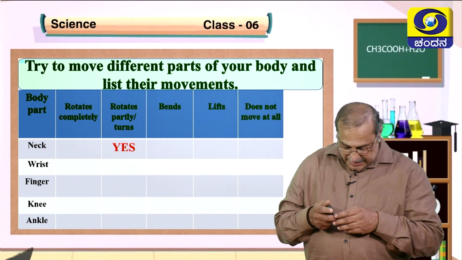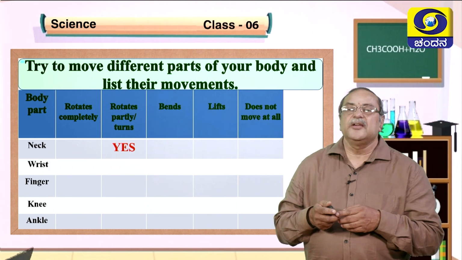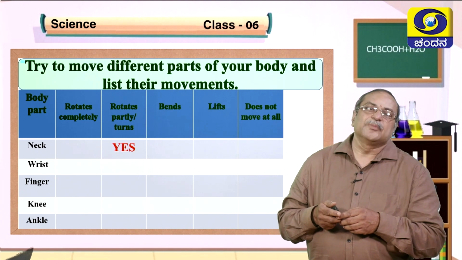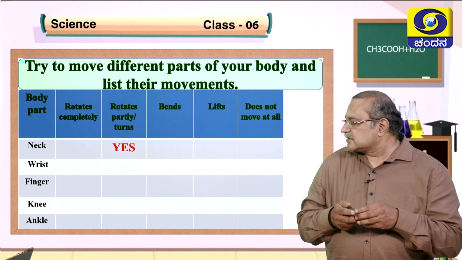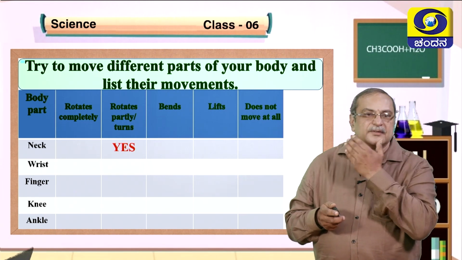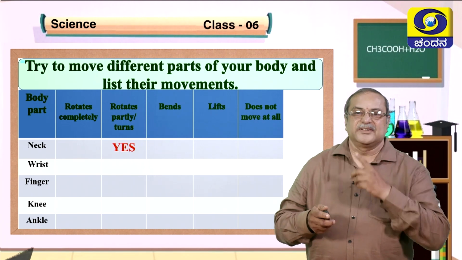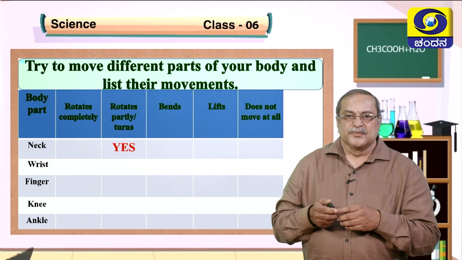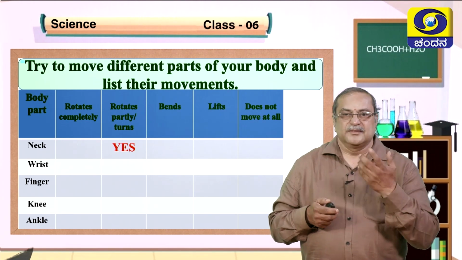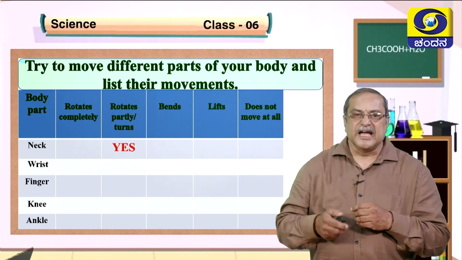And you can bend. So where is bend in the column? You have to write bend. Yes, lift. In that column you have to write lift. Okay, rotate completely, isn't it? It turns also, left turn, right turn. We can turn our neck left, right, lift, bend. So all activities can be done and you have to write them down. The last column, does not move at all, is not needed here because our body parts are moving. You can put one dash there.